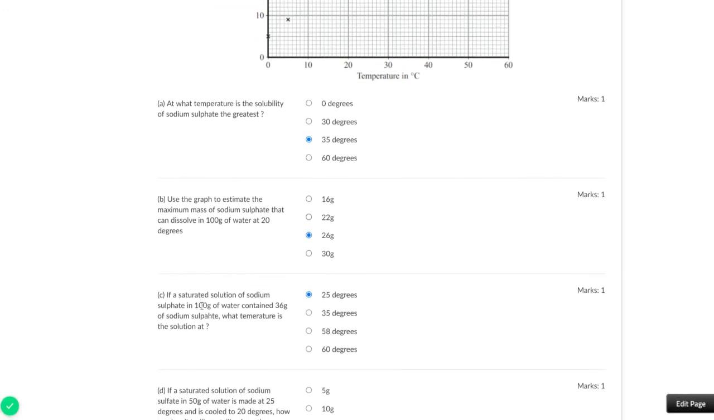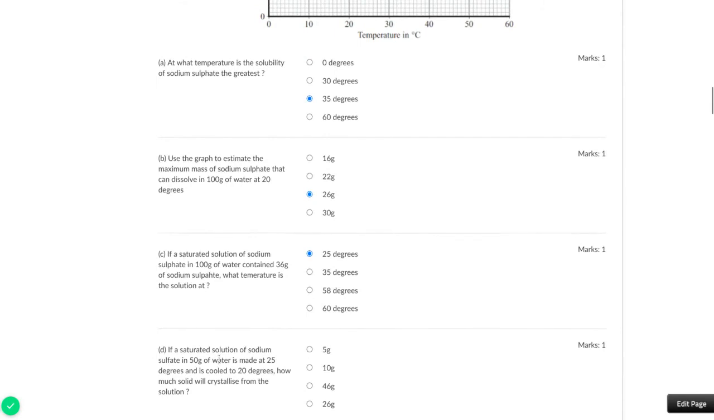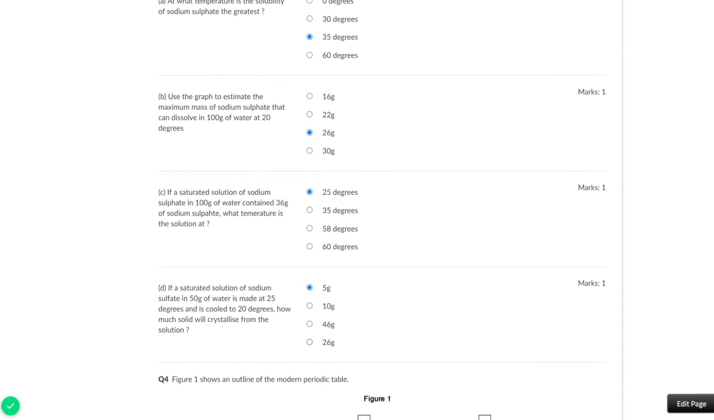But remember, this is in 100 grams of water. So if we had 10 grams of solid recrystallizing for every 100 grams of water, if we only had 50 grams of water, we're going to generate half of the 10 grams, and that's only going to leave us with 5. Okay, so there'll be 5 grams for that.